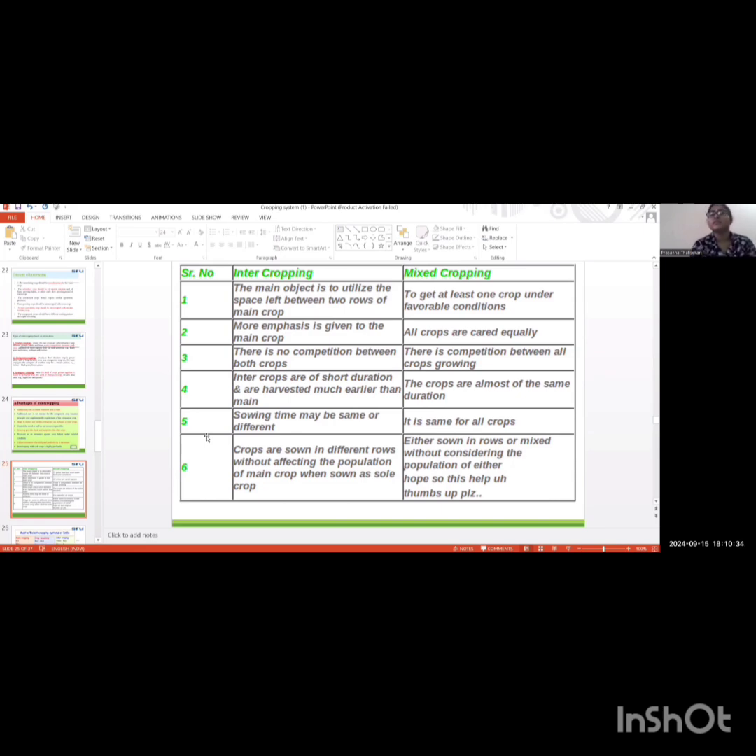So what is the objective of mixed cropping? To get at least one crop under favorable conditions. And more emphasis is given to the main crop in case of intercropping. In case of mixed cropping, all crops are cared for equally. In intercropping there is competition between crops, and in mixed cropping there is no competition between all crops. And intercrops are of short duration and are harvested much earlier than the main crop, and mixed crops are almost of the same duration. And sowing time may be the same or different, and in mixed cropping it is the same for all the crops. In intercropping, crops are sown in different rows without affecting the population of the main crop. In mixed cropping, without considering the population, you can sow different types of crops.